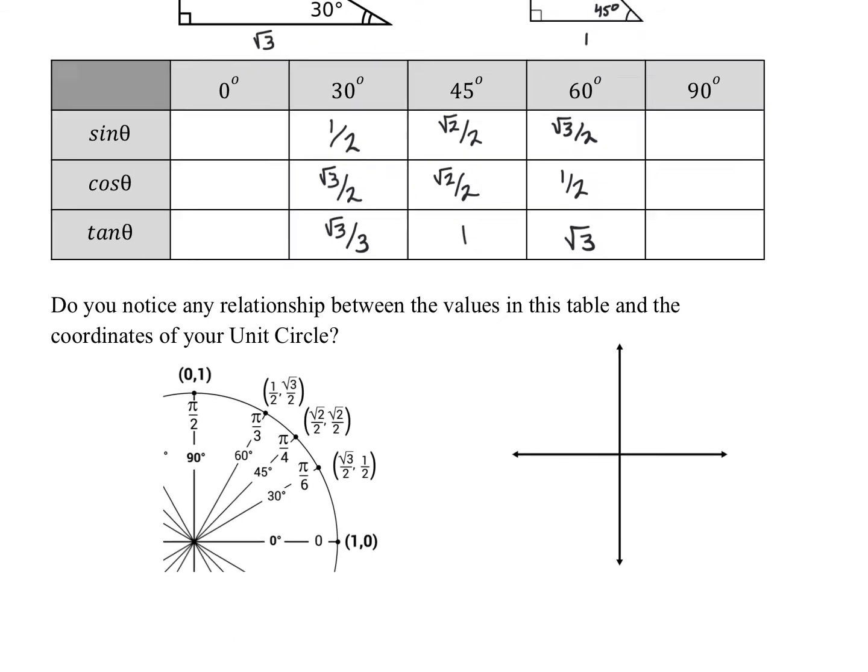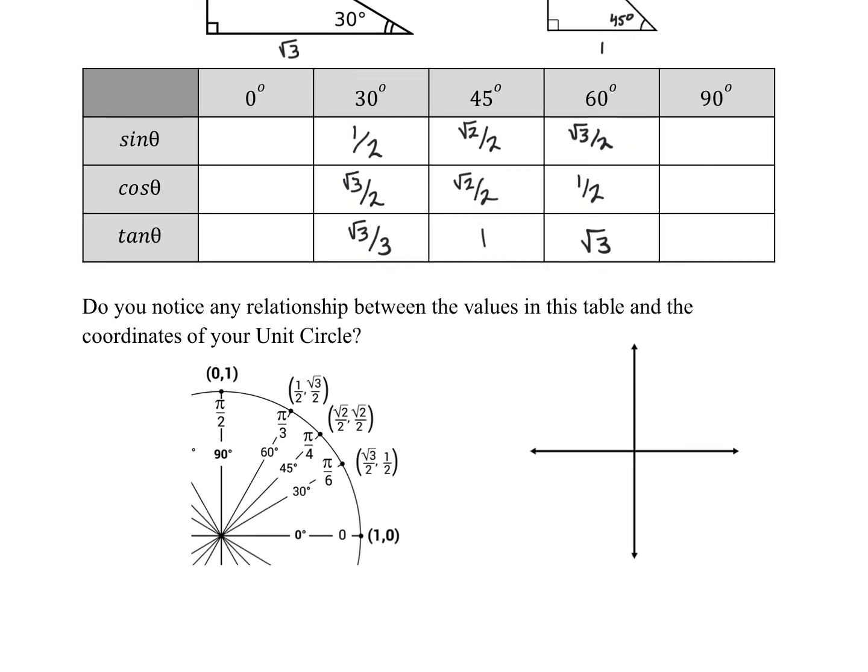All right, so here I took a little screenshot of just quadrant 1 of our unit circle. If you look at your 30-degree angle, notice that 1/2 is the y value and root 3 over 2 is the x value. Now look at your 45-degree angle. Root 2 over 2 is the y value, and the x value for both. And then if you look at your 60-degree angle, root 3 over 2 is the y value, and 1/2 is the x value.